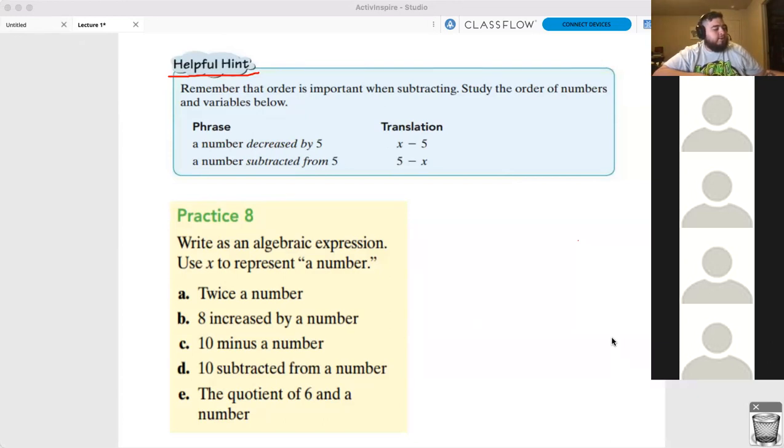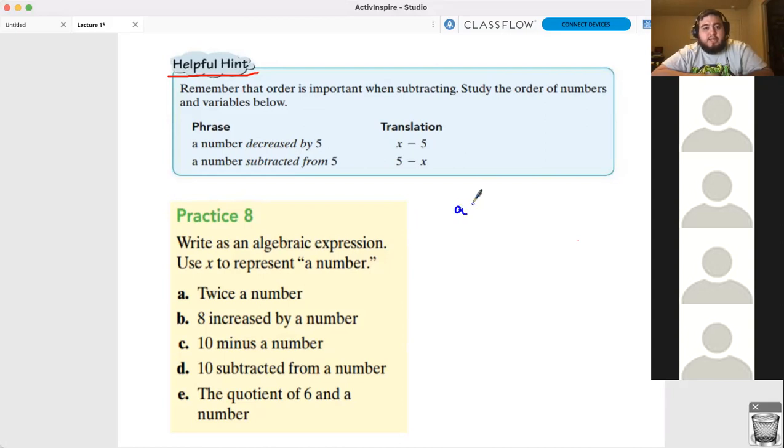So let's talk about A, twice a number. So we know a number is going to be X, right? So what do we do to twice something? What operation? Would it be addition? Did you say addition, Iris? Let me ask you, what's twice of 5? It's like multiplication. Multiplying what number exactly though? Wait, twice 5 was 10, right?